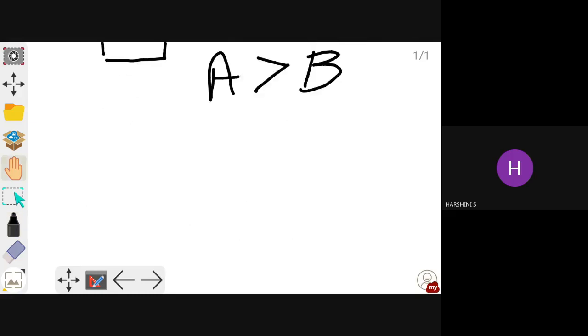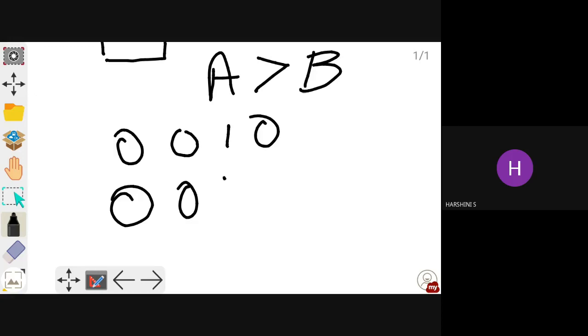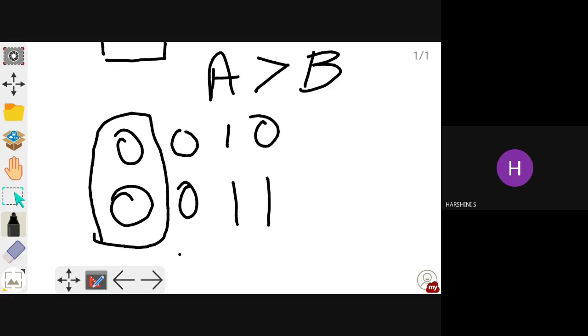Suppose for example you have this number 0010. You are going to compare these two numbers. How will you compare manually? You will compare the most significant bit.